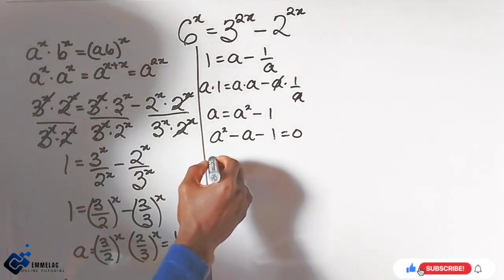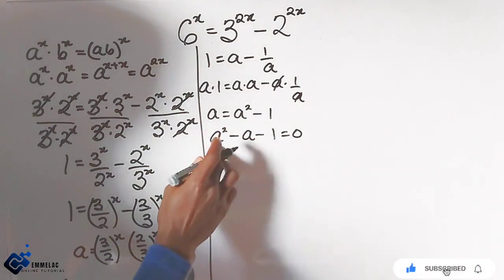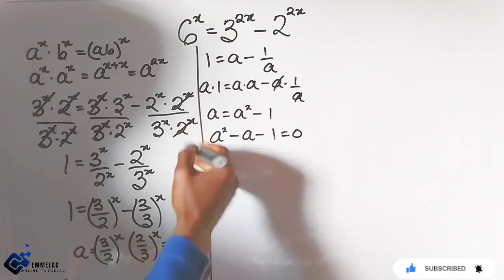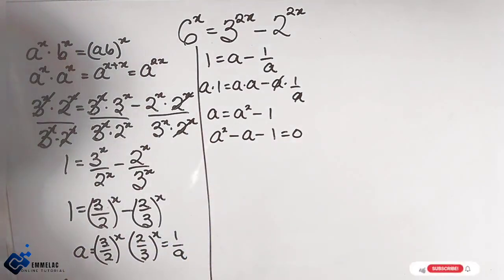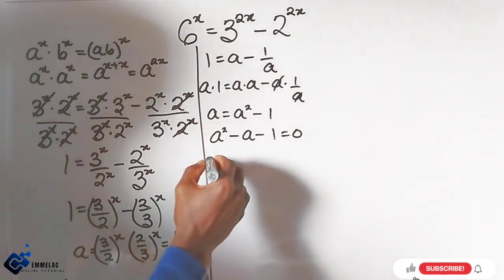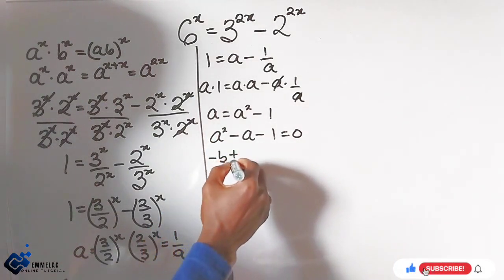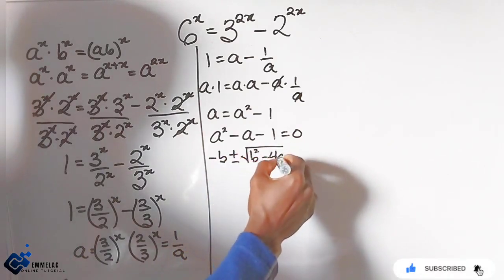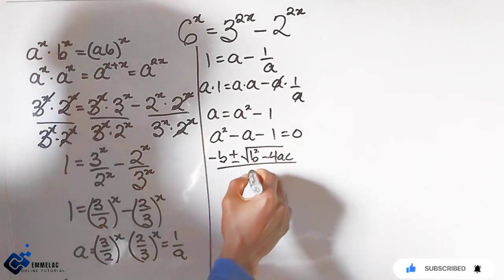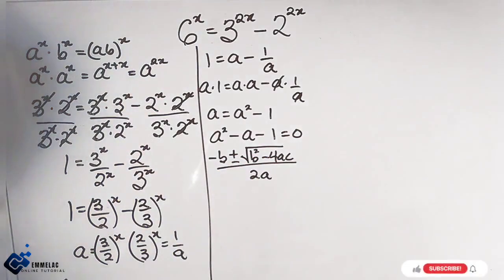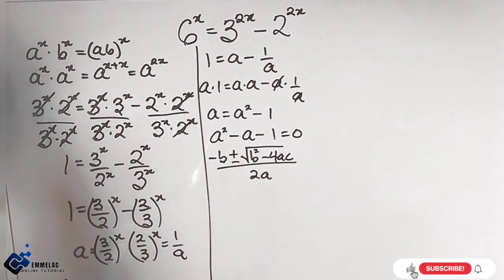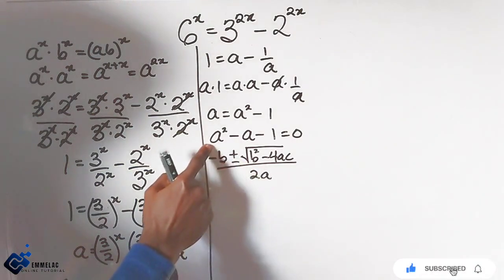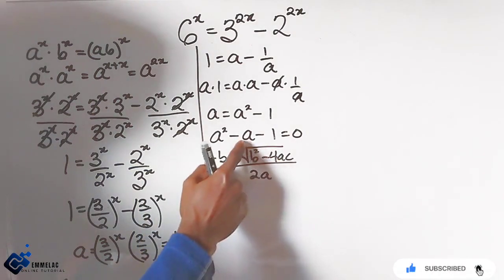Here we can see that for the value here we can say x equals minus b plus or minus the square root of b squared minus 4ac, all over 2a. Take note, this a is actually not this a.